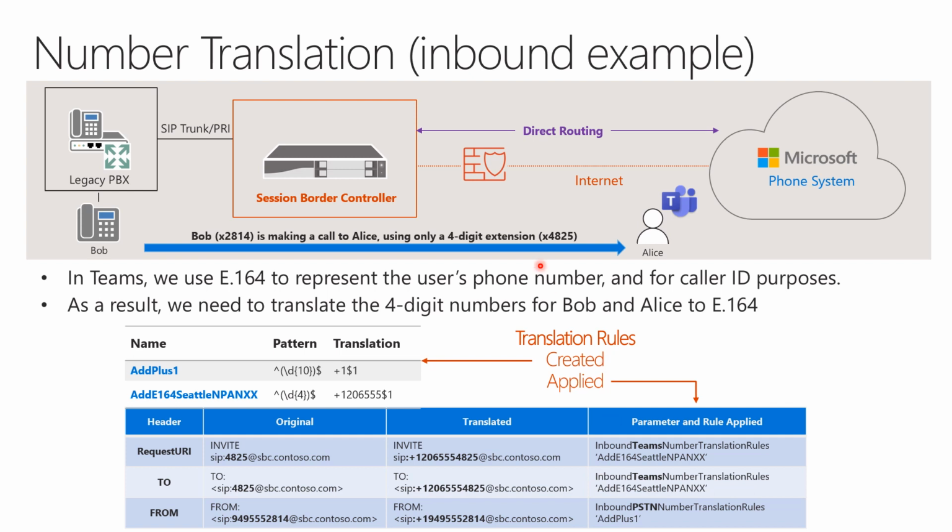Now, the second piece of this was for caller ID, right? Bob's extension is 2814. The PBX itself, when it sends the call across this trunk here, is actually sending it almost as an E.164 number, right? This is Bob's actual phone number, 949-555-2814.